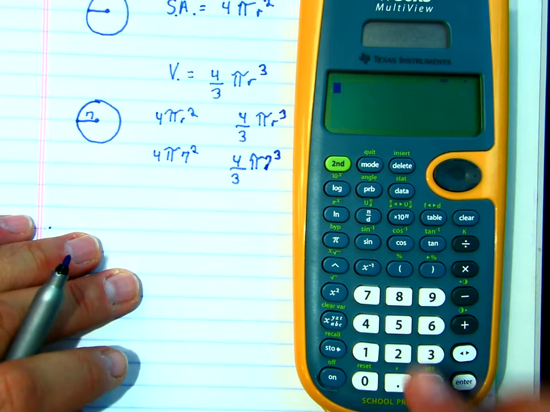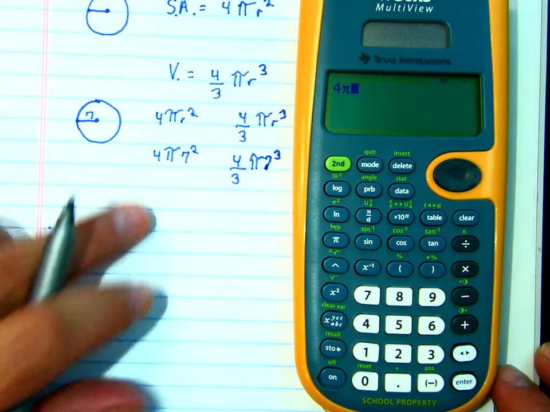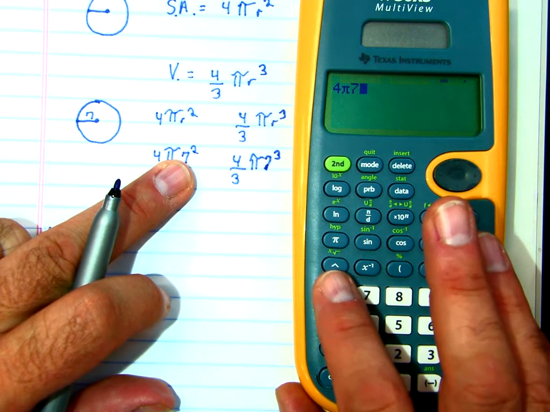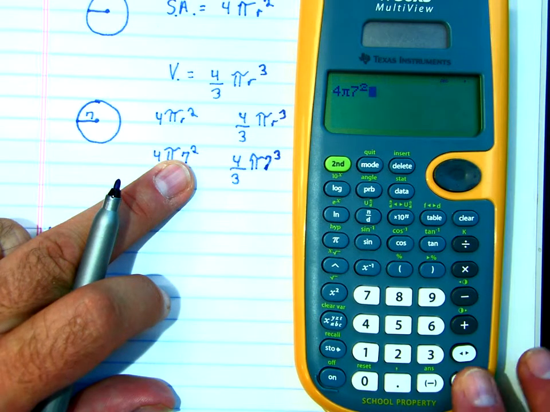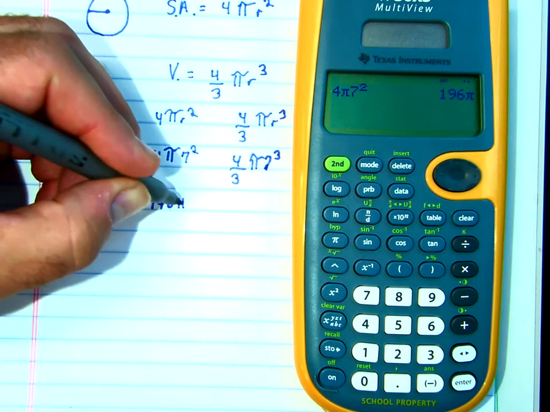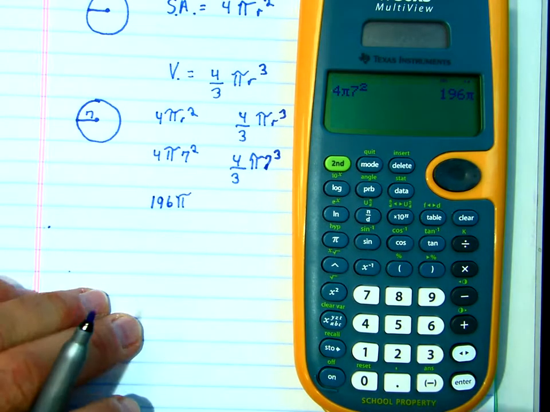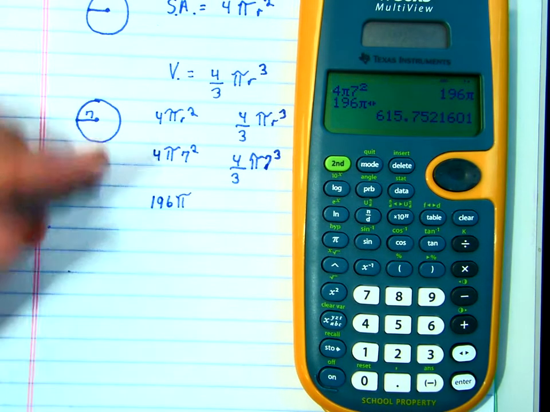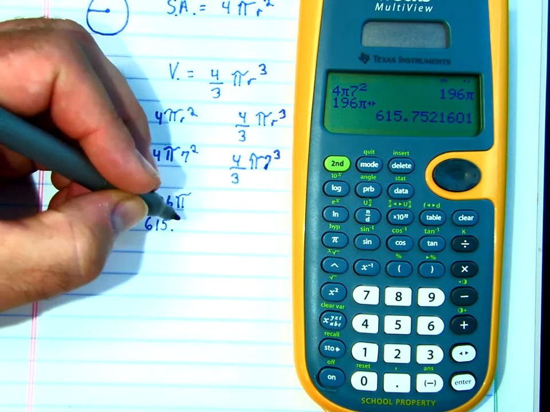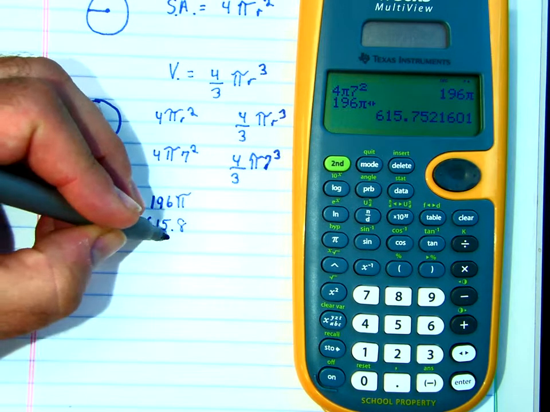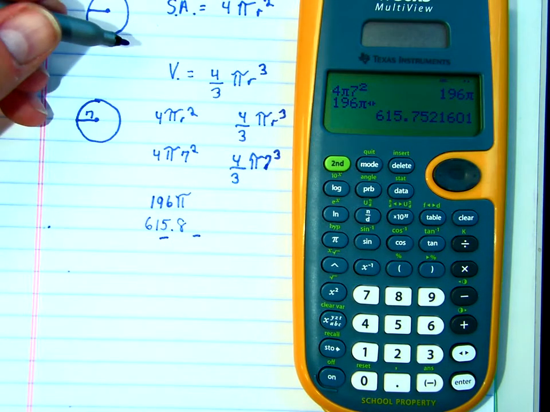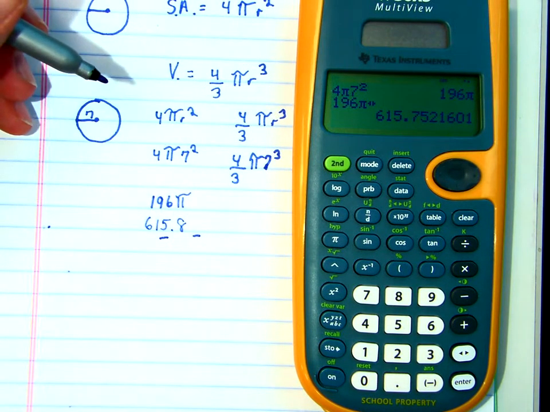Okay. So I go 4 pi 7 and the squared key. Hit equal, and it gives me 196 pi. Okay. If I need it rounded to a decimal, I hit the arrow key, and it'd be 615.8. Or they may ask for the whole number, or they may ask for the hundredths and not the tenths. That's where you have to pay attention to where they want you to round.